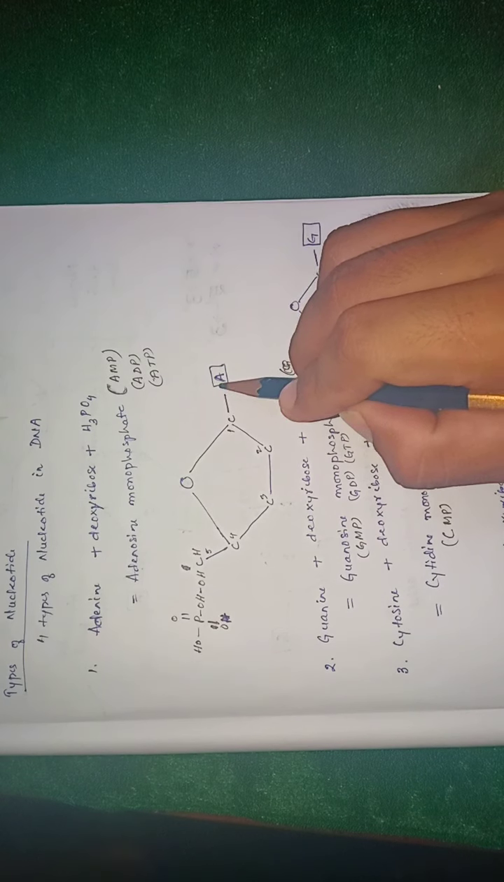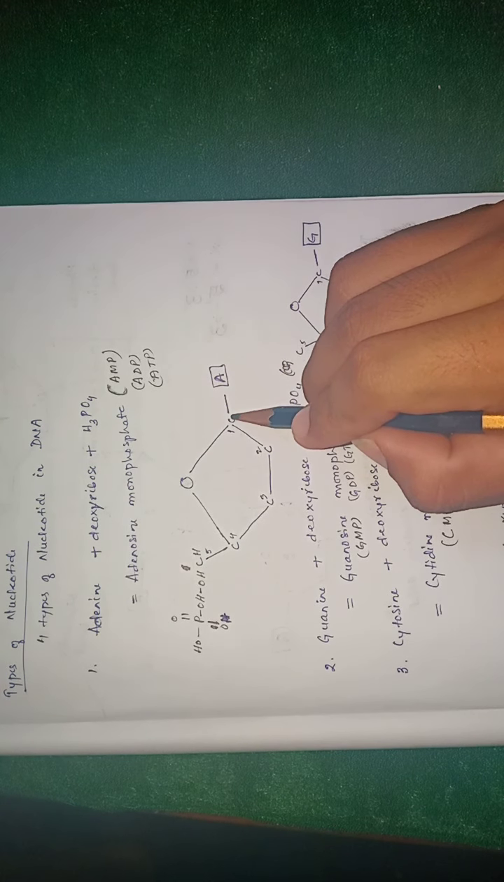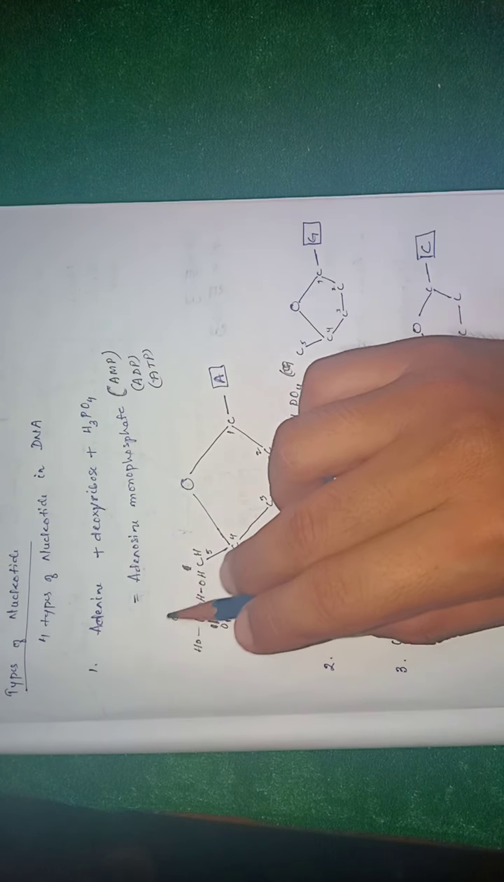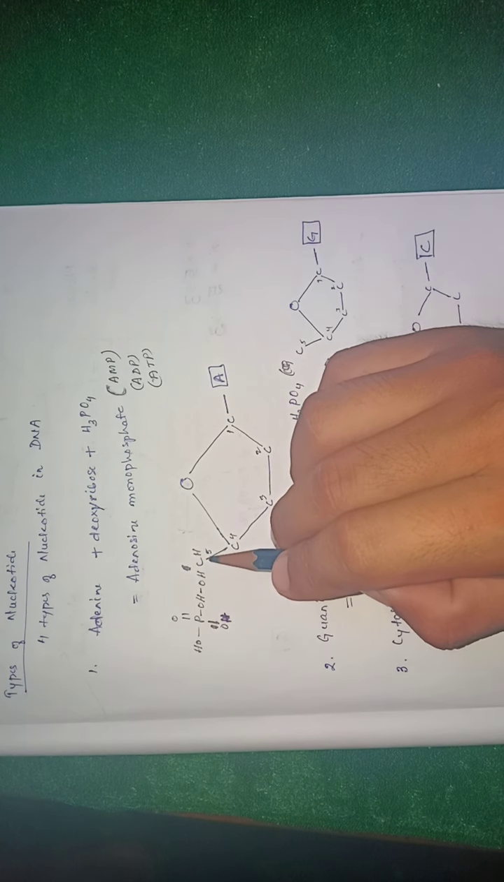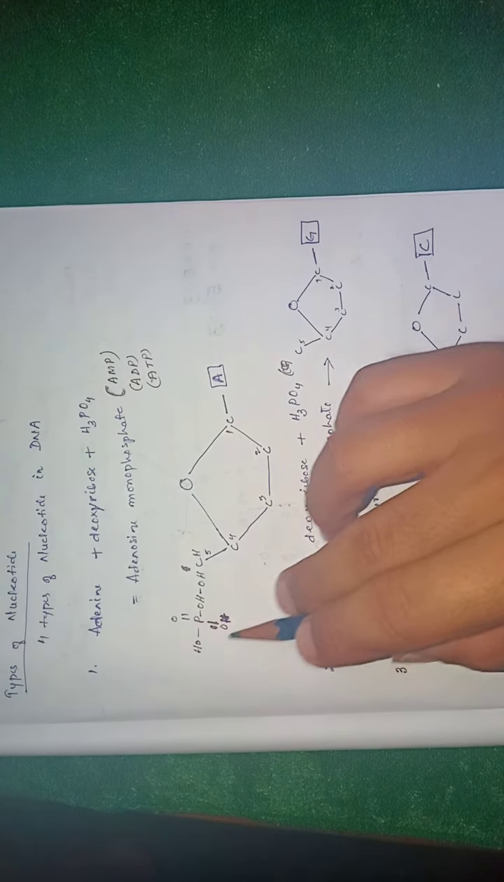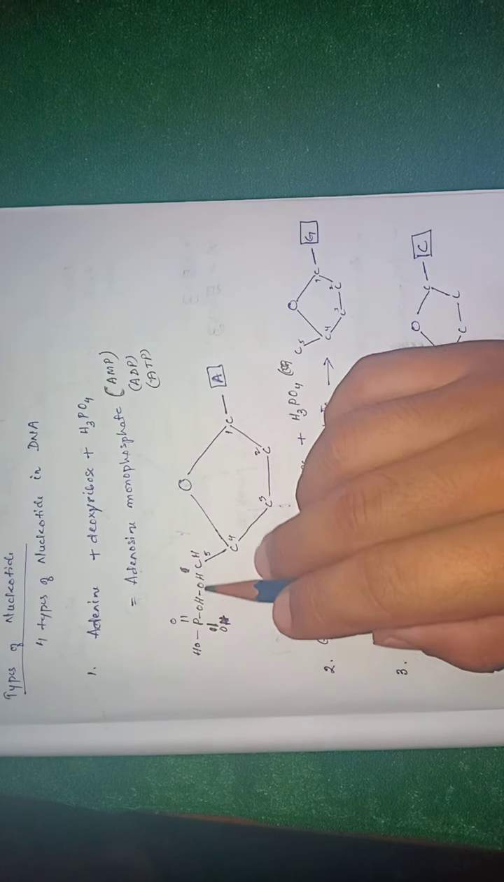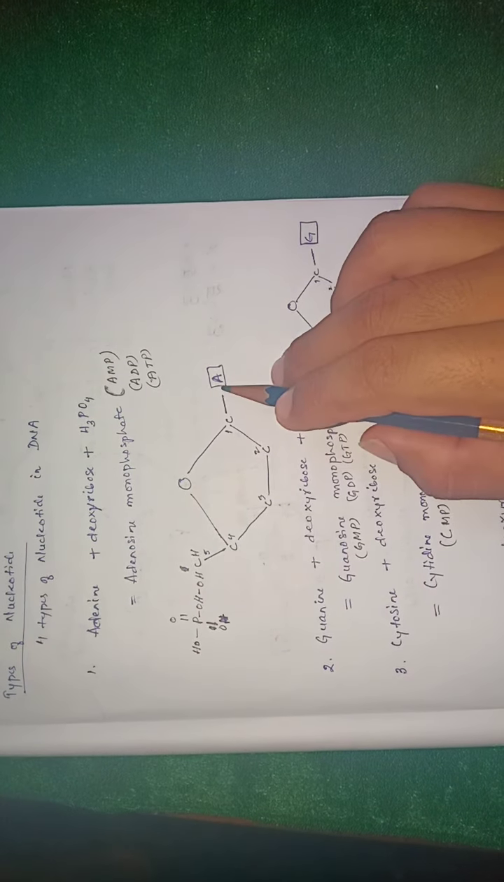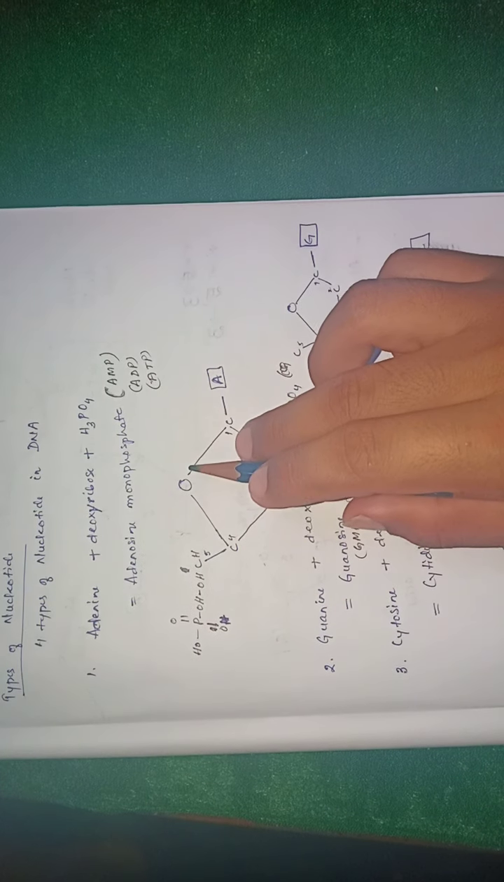So adenine will be attached to the first carbon atom, and the phosphoric acid, the phosphate group, will be attached to the fifth carbon atom of this pentose sugar. So this is how structurally the phosphate group and the nitrogenous base are attached with the pentose sugar.